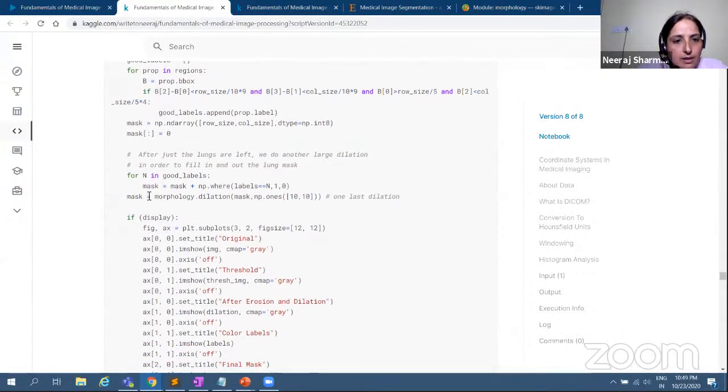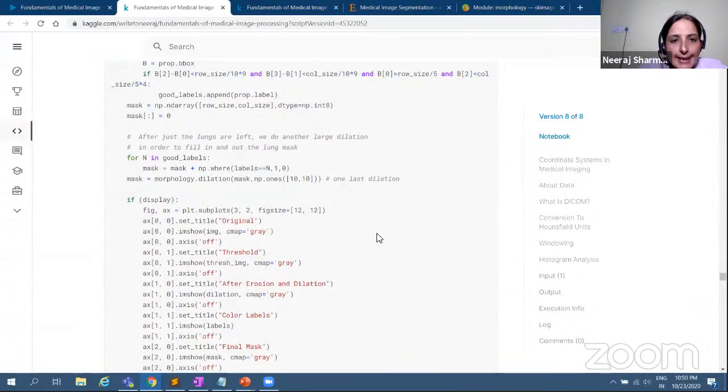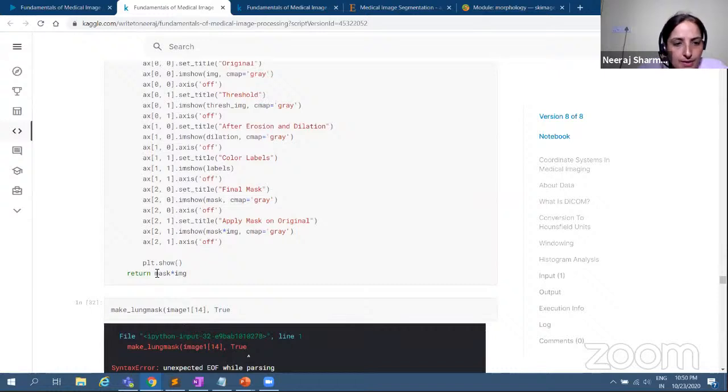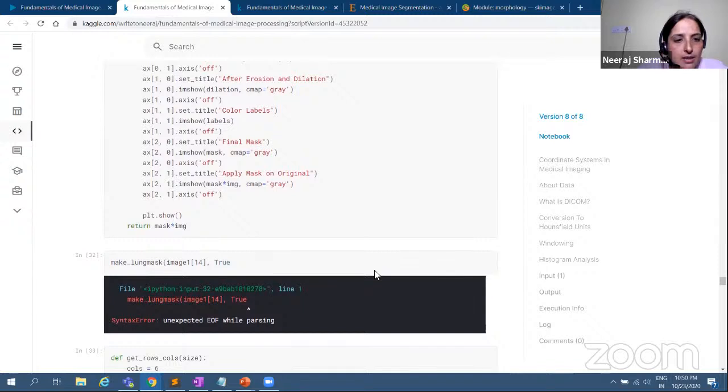And on that mask we do one more round of dilation, so that we do not clip any part of the lung, and then we apply that mask on the image, and that's how we get the masked image.